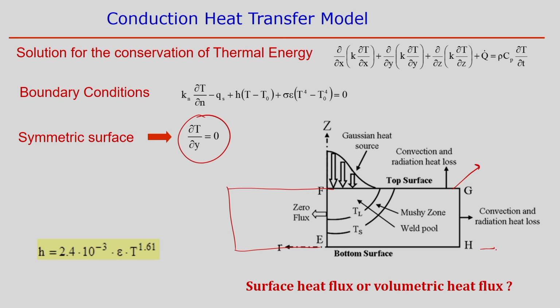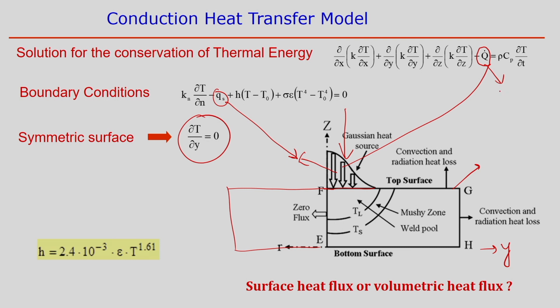So, suppose this is the y direction, so in that case del T by del y should be 0. Now, this is the domain and heat is interacting with it. Normally the heat is interacting, and we can utilize the Gaussian heat source. So, this Gaussian heat source can be represented in the form of a heat flux, or it can be represented in the form of the governing equation term Q dot. In that case you need to develop the volumetric heat source, or you can say the volumetric flux.